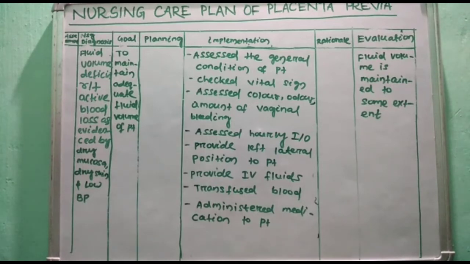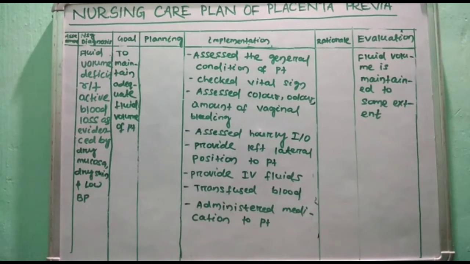Then the next nursing diagnosis is fear and anxiety related to disease condition as evidenced by client's verbalization and client's facial expression. Here the goal is to decrease the fear and anxiety level of the patient, and in the implementation phase you should first assess the anxiety level of the patient. Next you educate the patient about the disease condition and its interventions. Then next implementation is provide psychological support to the patient.